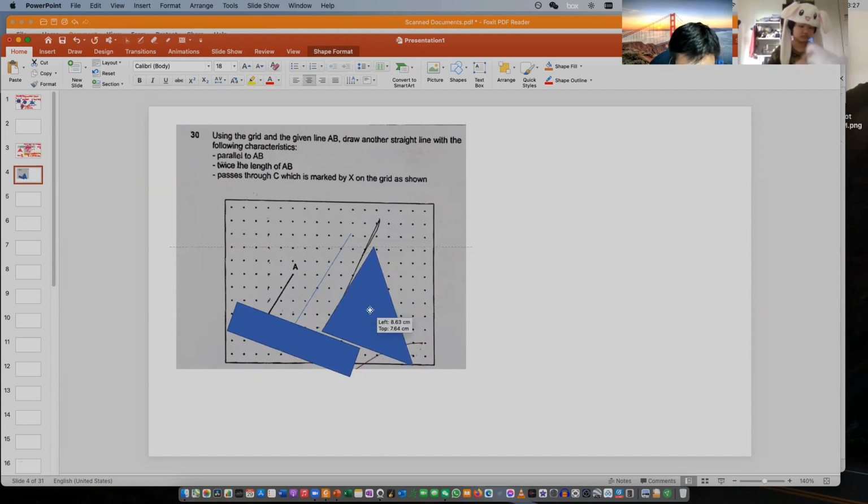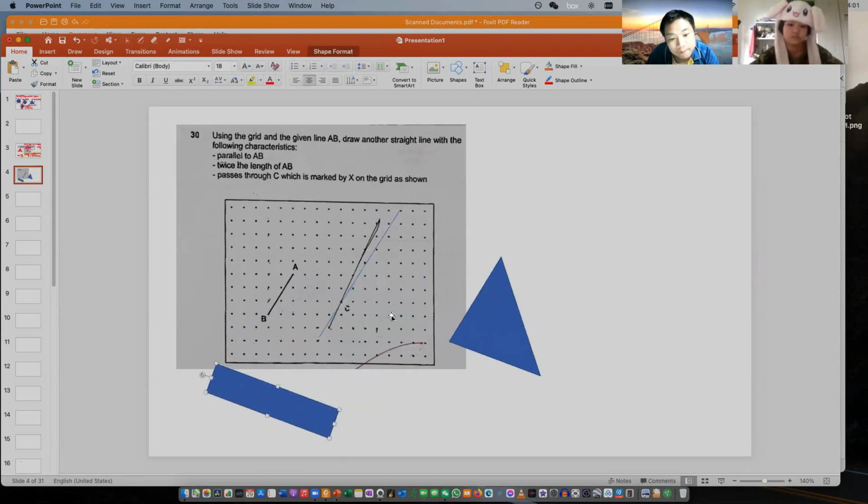Okay, so let me just get it better. All I see is here, right? If I'm not wrong, it's this point, right? Okay. Yeah. So let me just adjust it a bit. Then I just move this line here. Okay. But something like this.